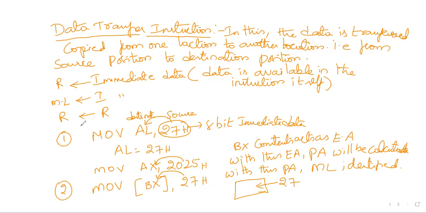Similarly, register to register. Register to register means, simply, MOV AL, BL. That means the BL register contents are transferred to AL. Similarly, MOV AL, CL means the CL register contents are transferred to the AL register. That is register to register, just copied. This is one type of data transfer instruction.